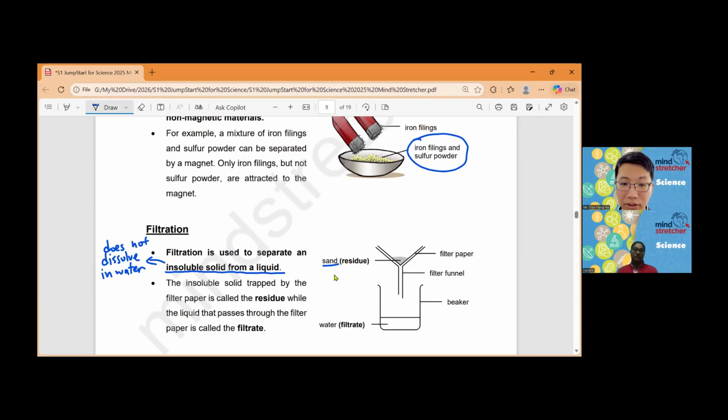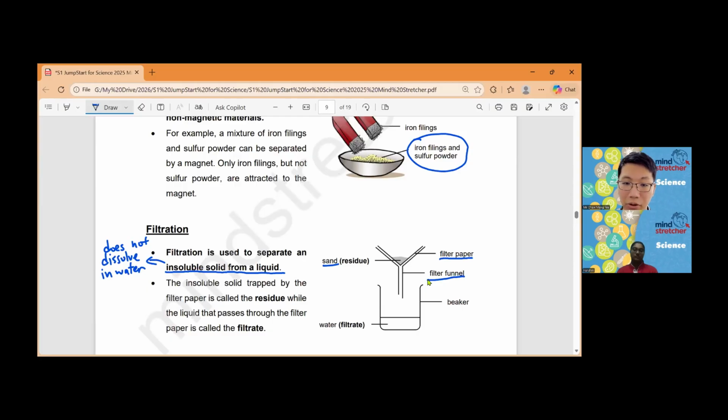We want to filter the sand and water. Scientifically, in the science lab, what we use is called a filter funnel. And we put a piece of paper on the filter funnel. This paper is called a filter paper.